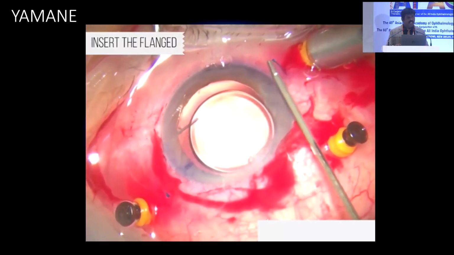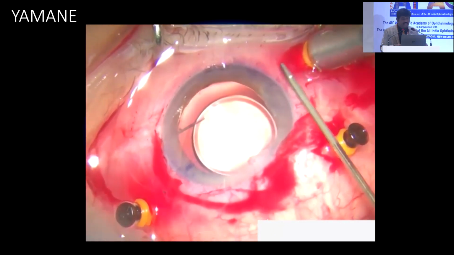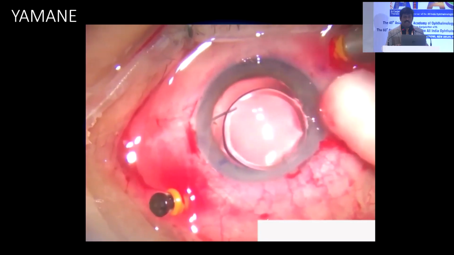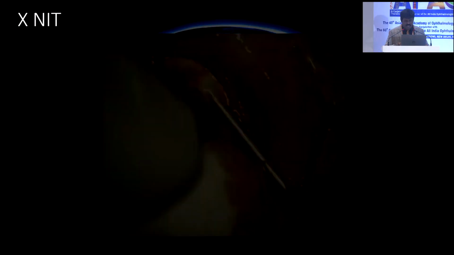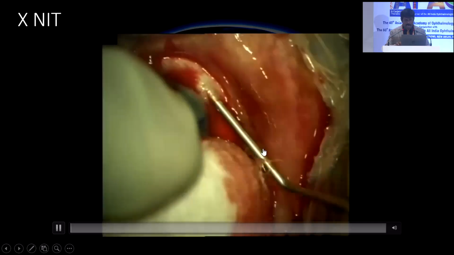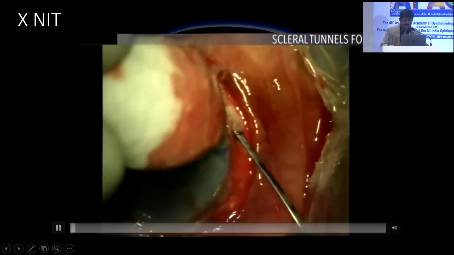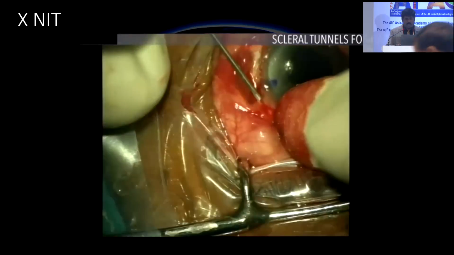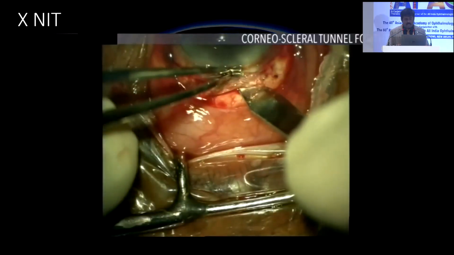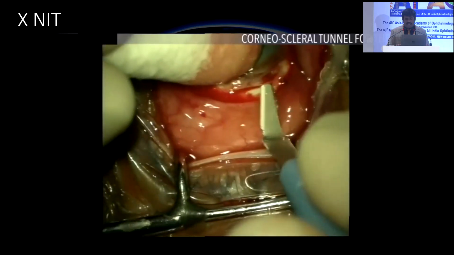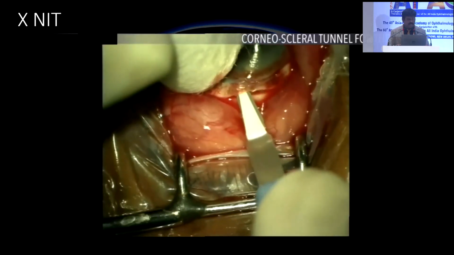Looks pretty easy, but all the maneuvers need a steep learning curve to work on them, and once you're ready with the IOL centration, your surgery is done. This is the X-Nit technique, which I would be very happy to present over here. It is a technique devised by the Aravind Eye Hospital, Dr. Prabhu Bhaskaran. You make 2 side pockets at 3 and 9 o'clock positions, and make the corneoscleral tunnel for the IOL to enter.